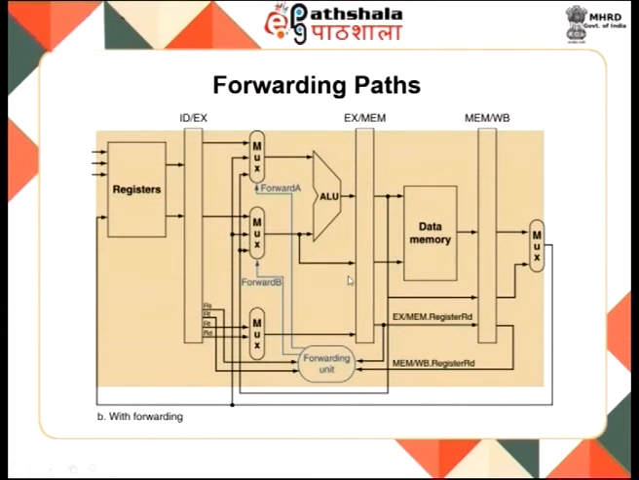The forwarding paths have been indicated here. You find that you have a forwarding unit which has been brought in here, and the inputs to the forwarding unit are from your EXMEM RD, MEMWB RD, and your RS and RT. All these are given as inputs to the forwarding unit. The forwarding unit will check all the conditions as discussed earlier, and based on that it will generate forwarding signals, a ForwardA signal and a ForwardB signal, to the two multiplexers available at the input of the ALU.